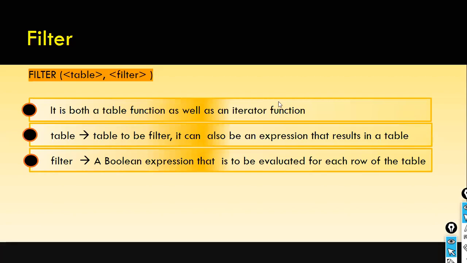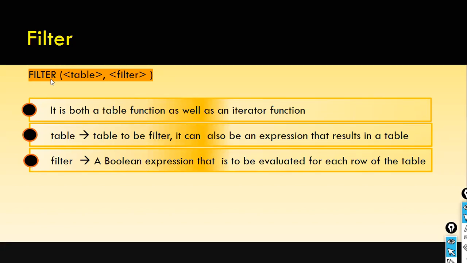Filter function. In the case of the filter function, you use the first argument as a table, followed by the filter condition, the Boolean expression. The filter function returns a table like CALCULATETABLE, but the difference is that FILTER is not helpful in terms of modifying the filter context. It is both a table function as well as an iterator function. You need to remember this very much.